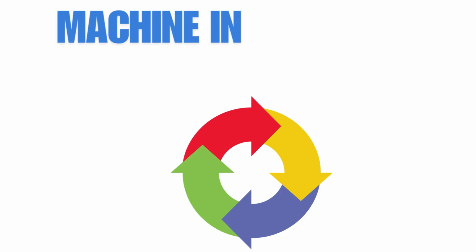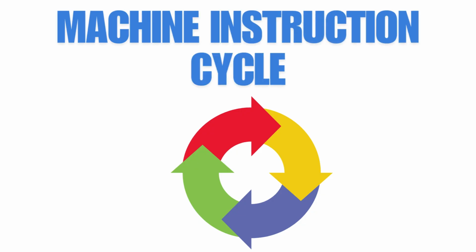Now, let's examine how machine instructions are executed inside the computer. Machine instructions go through 7 steps to perform their tasks, known as the machine instruction cycle. The first phase is the instruction fetch cycle.